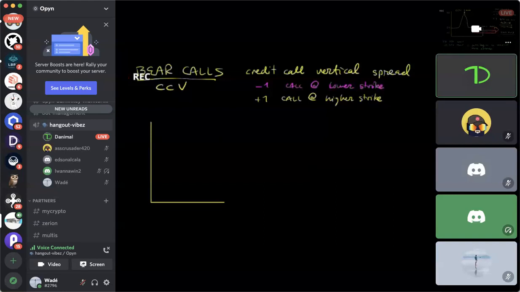So this is a strategy I prefer to do when you actually have the underlying. You can do it alone if you're just speculating, but I prefer to do this as a defensive strategy.